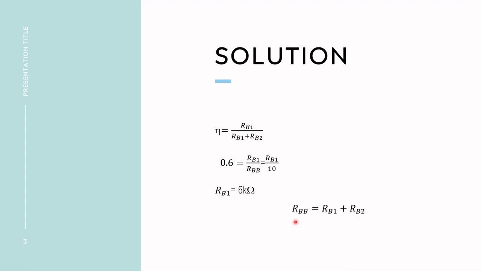So the inter-base resistance RBB equals RB1 plus RB2. If RB1 is 6 kilo ohm, then the RB2 value is 4 kilo ohm. So the right option is 6 kilo ohm and 4 kilo ohm. This is the June 2012 paper 3 Electronic Science question paper. I hope you understand this topic.